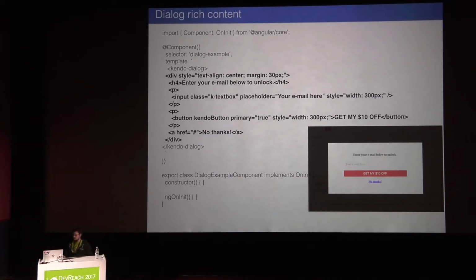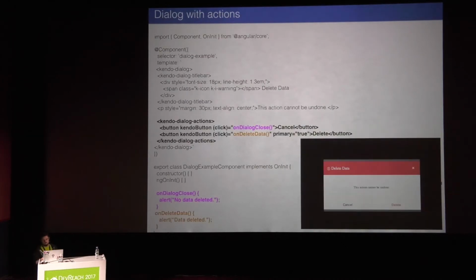All right, and of course we got the third option, when we have action buttons. The only thing we need to do is take the former example where we had the title and the content and add the buttons to it. In this case, we have delete and cancel. We just need a Kendo dialog actions and any number of Kendo buttons in there, and it lays it out nicely. Make sense?